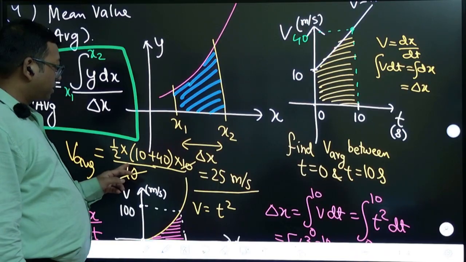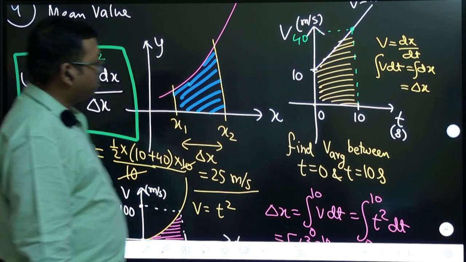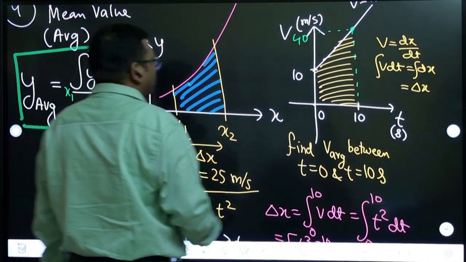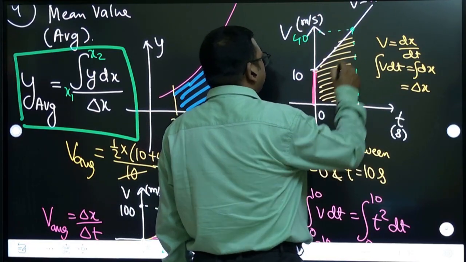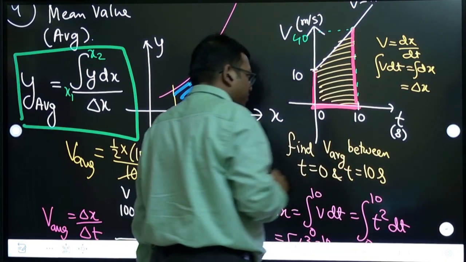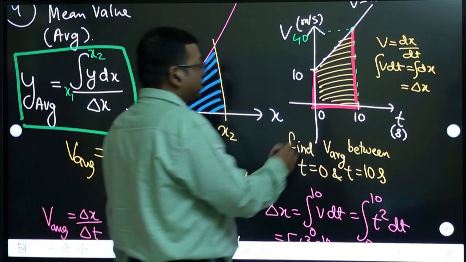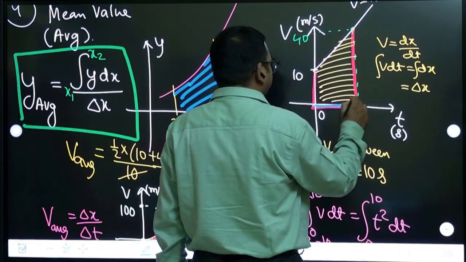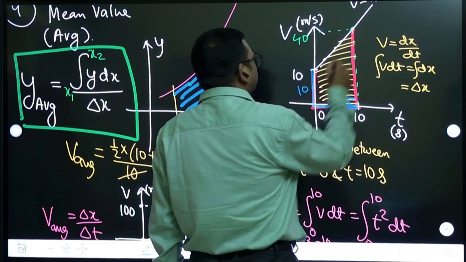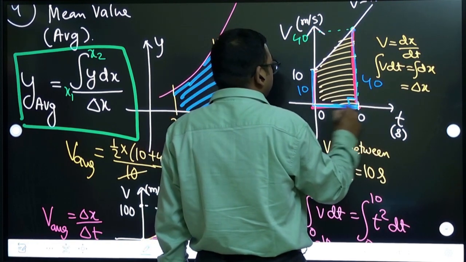How has this come? See here, the denominator is a trapezium. Now what is the trapezium area? Trapezium area is half into the sum of parallel sides into the height. Height means this width, this base is called the height. The parallel sides are 30 and 40. Half into the sum of parallel sides into this height. This height is 10.